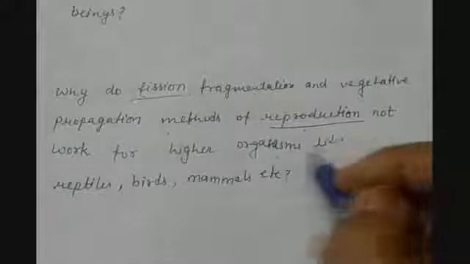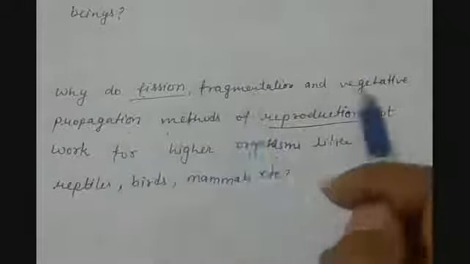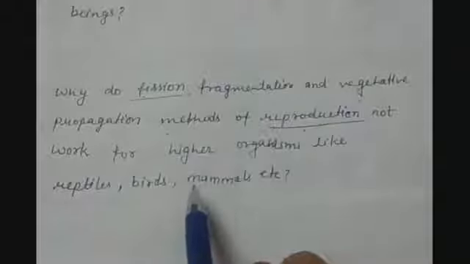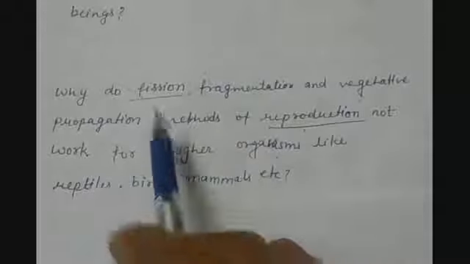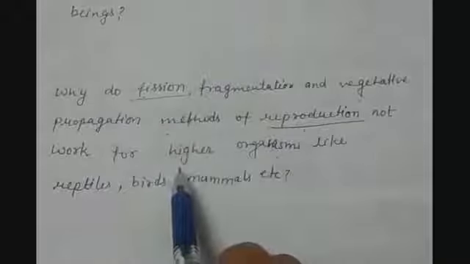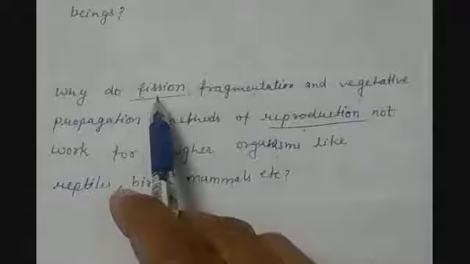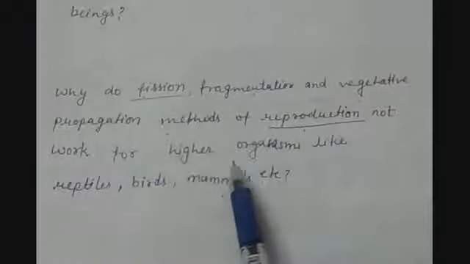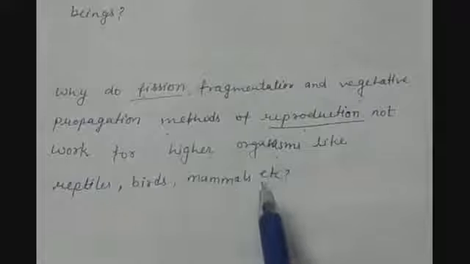So the fission, fragmentation and vegetative propagation methods cannot work in higher organisms, because in fission, cell division will take place. But in higher organisms, just by fission, we do not mean that cell division of reproductive cells will only take place.